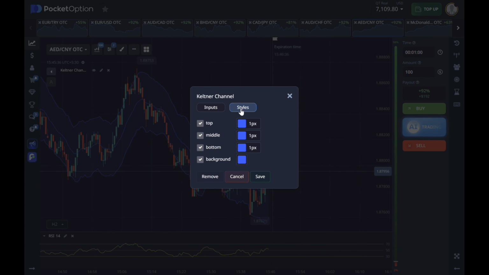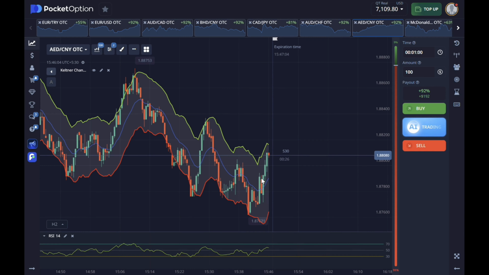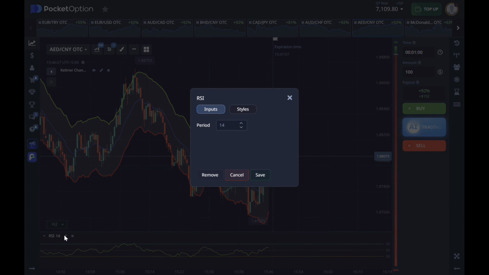Let's check the styles here as well. In the style section, I'll set the top to green. Let's choose a green color here, and for the bottom I'll set it to red. We'll leave the middle as it is. Let's also change the background. We'll make the background white. We'll set this to 2 pixels so the line becomes a bit thicker, and we'll also set the bottom line to 2 pixels. Alright, and then we'll save it. So I've set up the channel here.